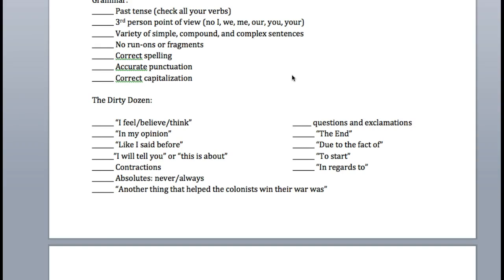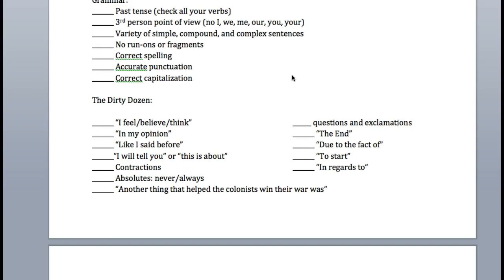Now you'll see a quick dirty dozen here. These are things to avoid. So let's not say, "Now I'm going to tell you this." Let's not say, "I hope you enjoyed my paper," or "in my opinion," or "like I said before," or even wordy phrases such as "due to the fact of" or "in regards to."